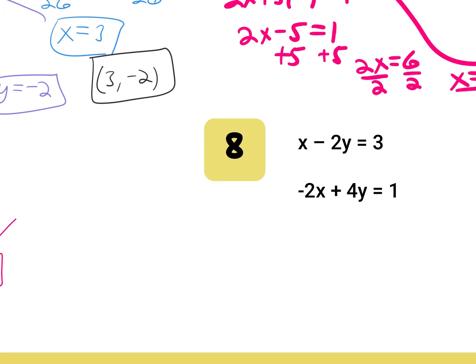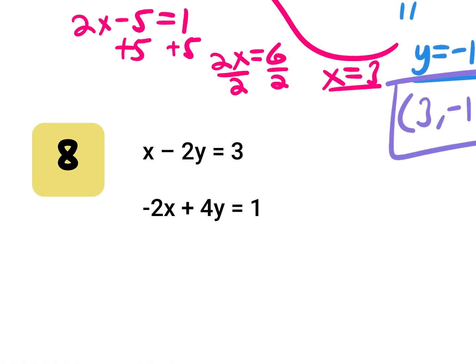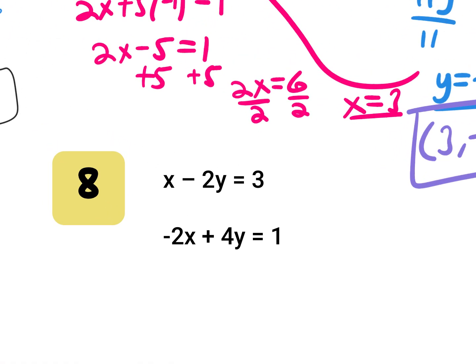All right, so we can try the same thing with number 8. It looks like these are both opposite signs. Let's just say we want to get rid of the x. If we want to get rid of the x, we're going to distribute a 2, right? So if we distribute a 2, we're going to get a 2x minus 4y equals 6.